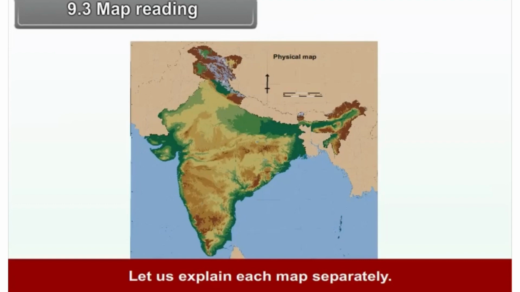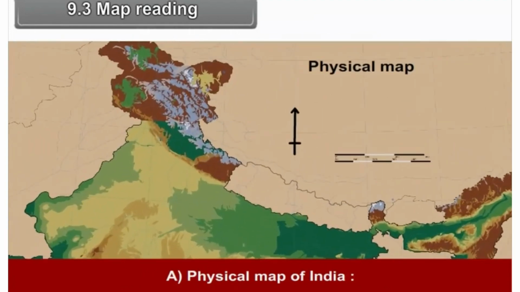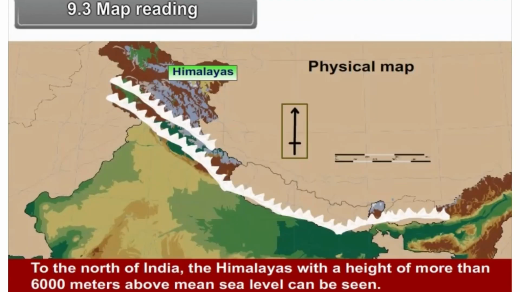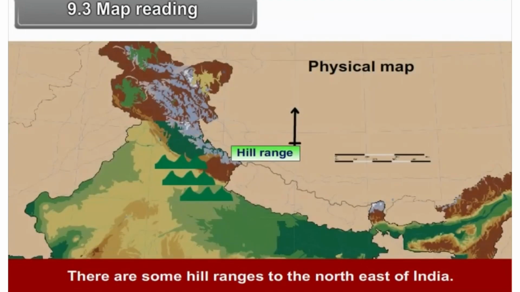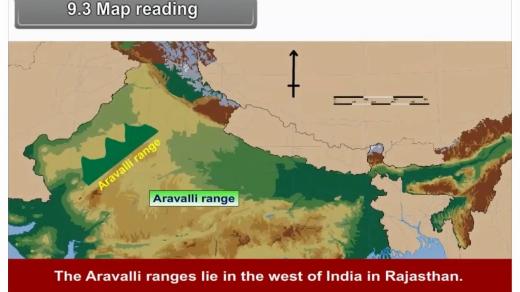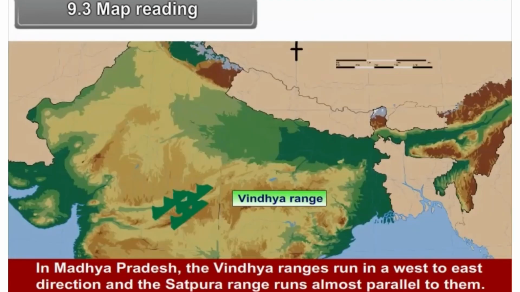9.3 Map Reading. Let us explain each map separately. A. Physical map of India. To the north of India, the Himalayas, with a height of more than 6,000 meters above mean sea level, can be seen. There are some hill ranges to the northeast of India. The Aravalli range lies in the west of India in Rajasthan. In Madhya Pradesh, the Vindhya ranges run in a west to east direction and the Satpura range runs almost parallel to them.